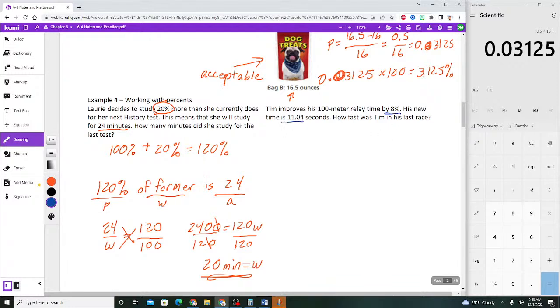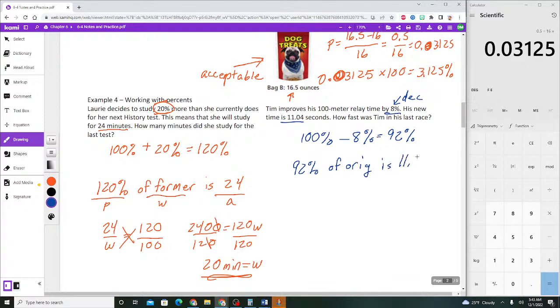So this next one: Tim improves his 100-meter relay time by 8%. His new time is 11.04 seconds. When you improve a relay time, that means you're decreasing. And so if we look at this, we know that we started off at 100%, but we're decreasing that by 8%. So that's 92%. So then we know that 92% of the original is 11.04.